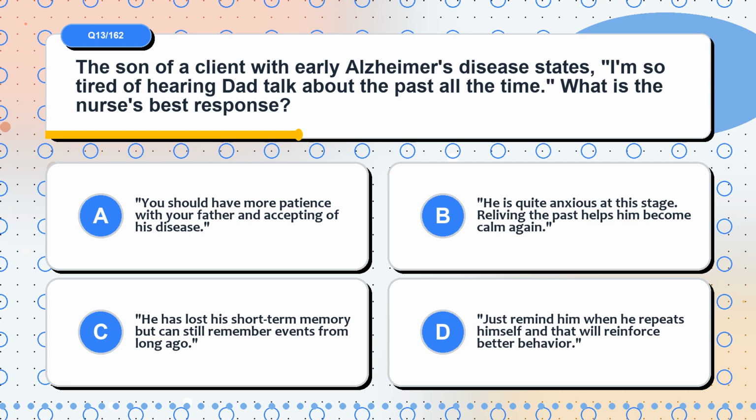You should have more patience with your father and accepting of his disease. Option B. He is quite anxious at this stage. Reliving the past helps him become calm again. Option C. He has lost his short-term memory but can still remember events from long ago. Option D. Just remind him when he repeats himself, and that will reinforce better behavior.